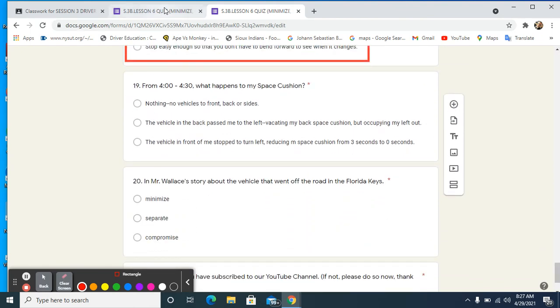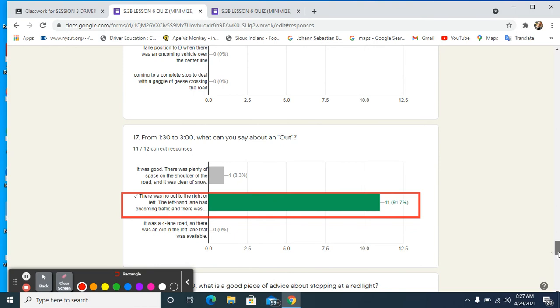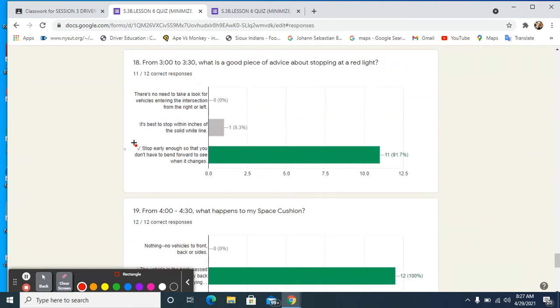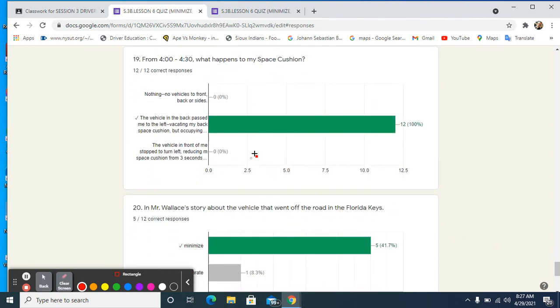Number 19. Now let's just make sure everyone got that one. Okay, very good. So 91% got that. All right. Next one is the second one. Second choice, and everyone got that correct. From 4 to 4:30, what happens to my space cushion? The vehicle in the back passed me to the left, vacating my back space cushion, but occupying my left out.